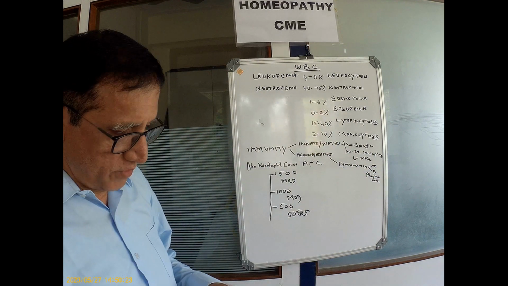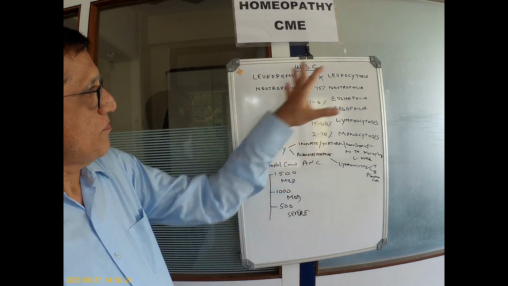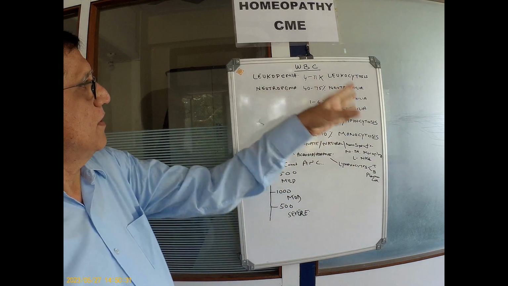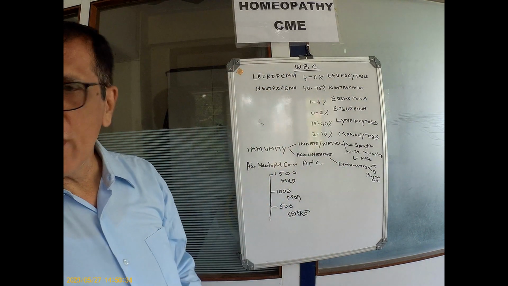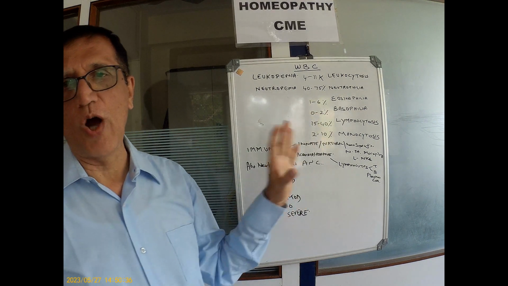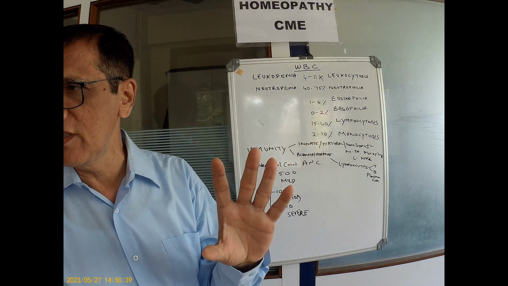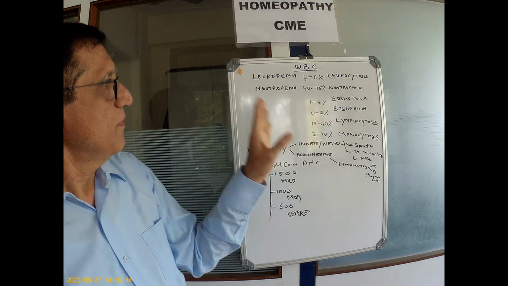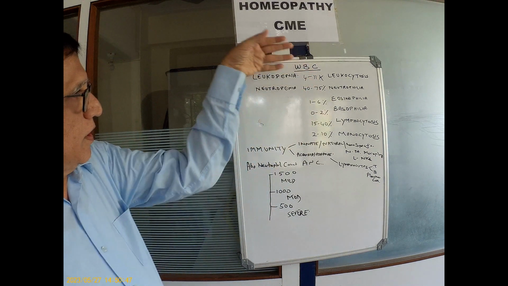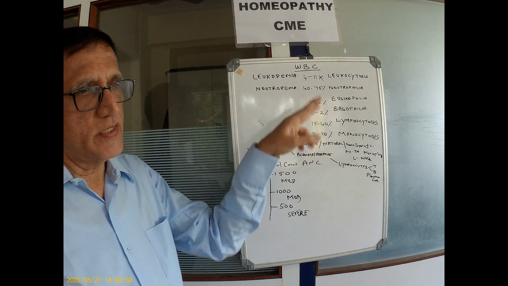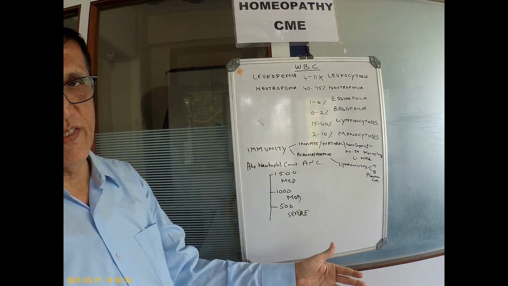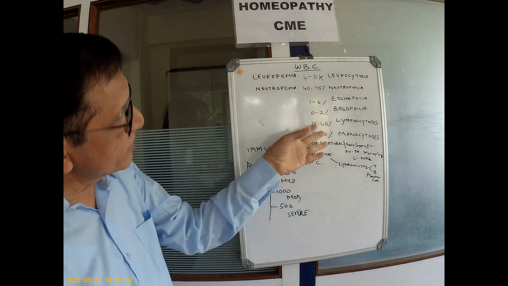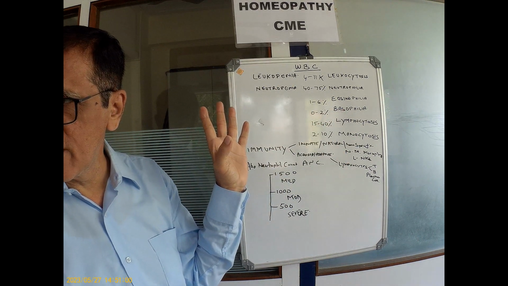Now coming to our WBC, we call them WBC or leukocytes. The total count is 4 to 11,000 per cubic millimeter. That's the normal range. Leukocytes can be divided broadly into two parts, granulocytes and agranulocytes. Granulocytes are three: neutrophils, eosinophils and basophils. Agranulocytes are lymphocytes and monocytes.